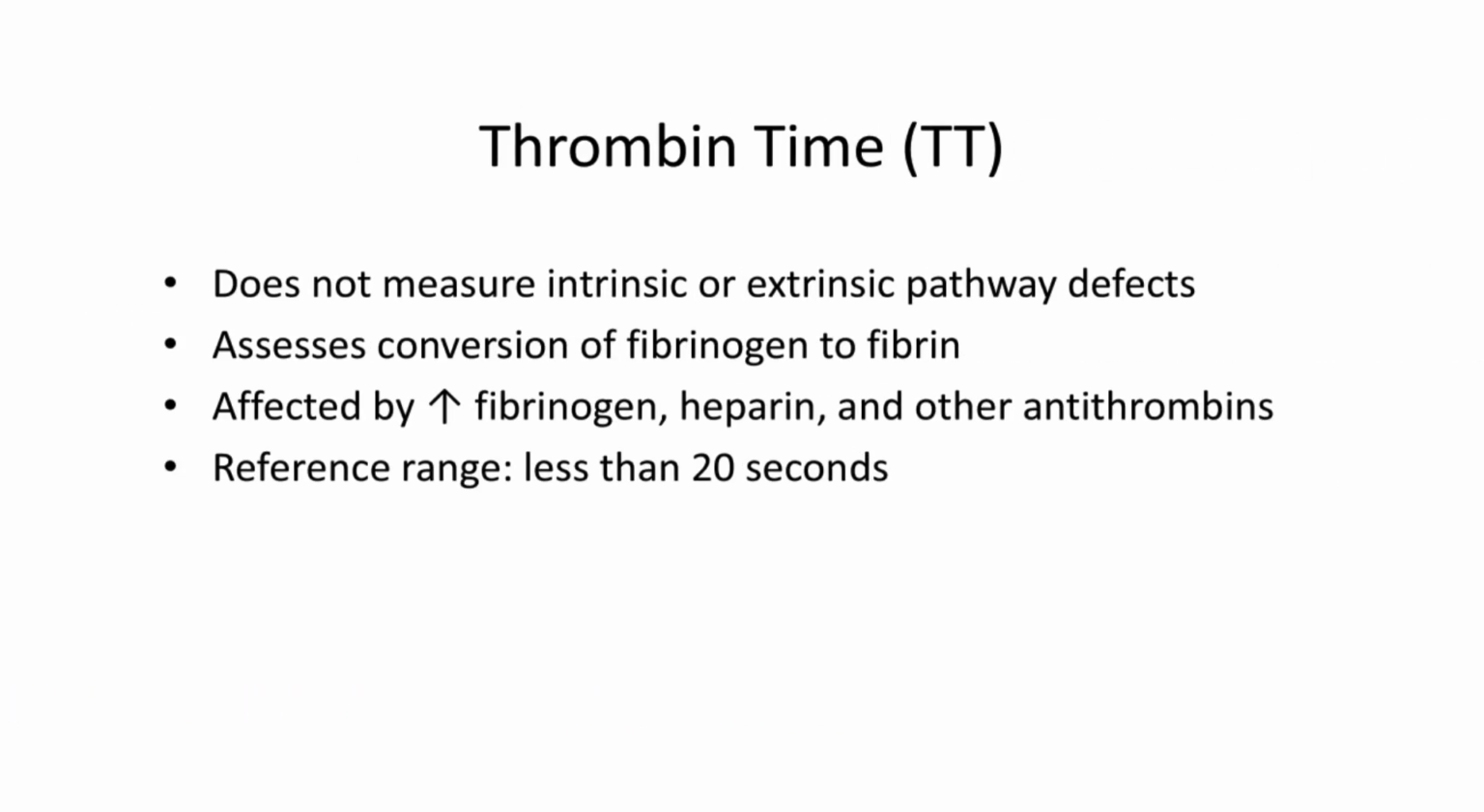The thrombin time does not measure defects in the intrinsic or extrinsic pathways. Instead, it assesses the conversion of fibrinogen to fibrin. It is affected by elevated fibrinogen levels, by the presence of heparin, and by other antithrombin substances. The reference range is less than 20 seconds.